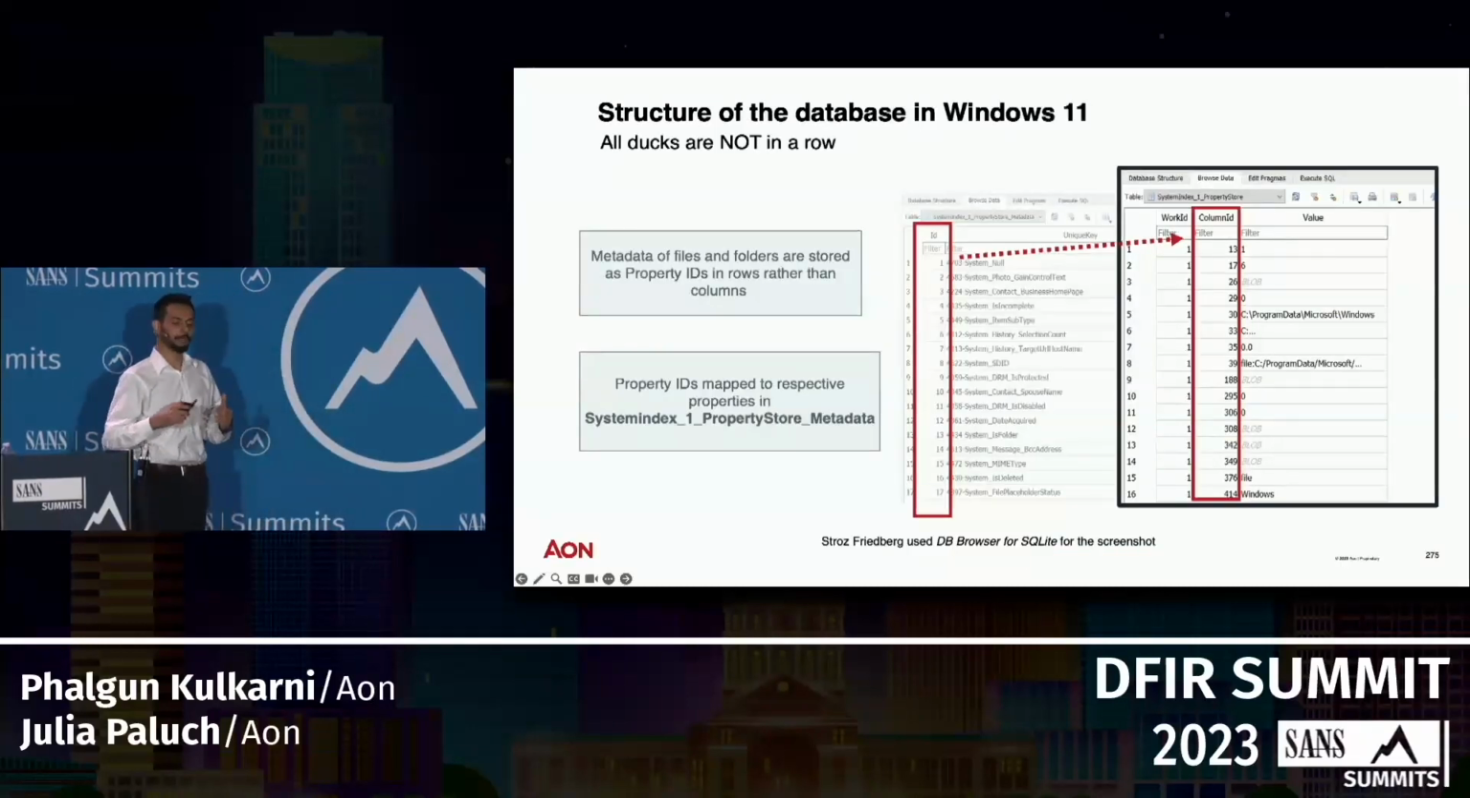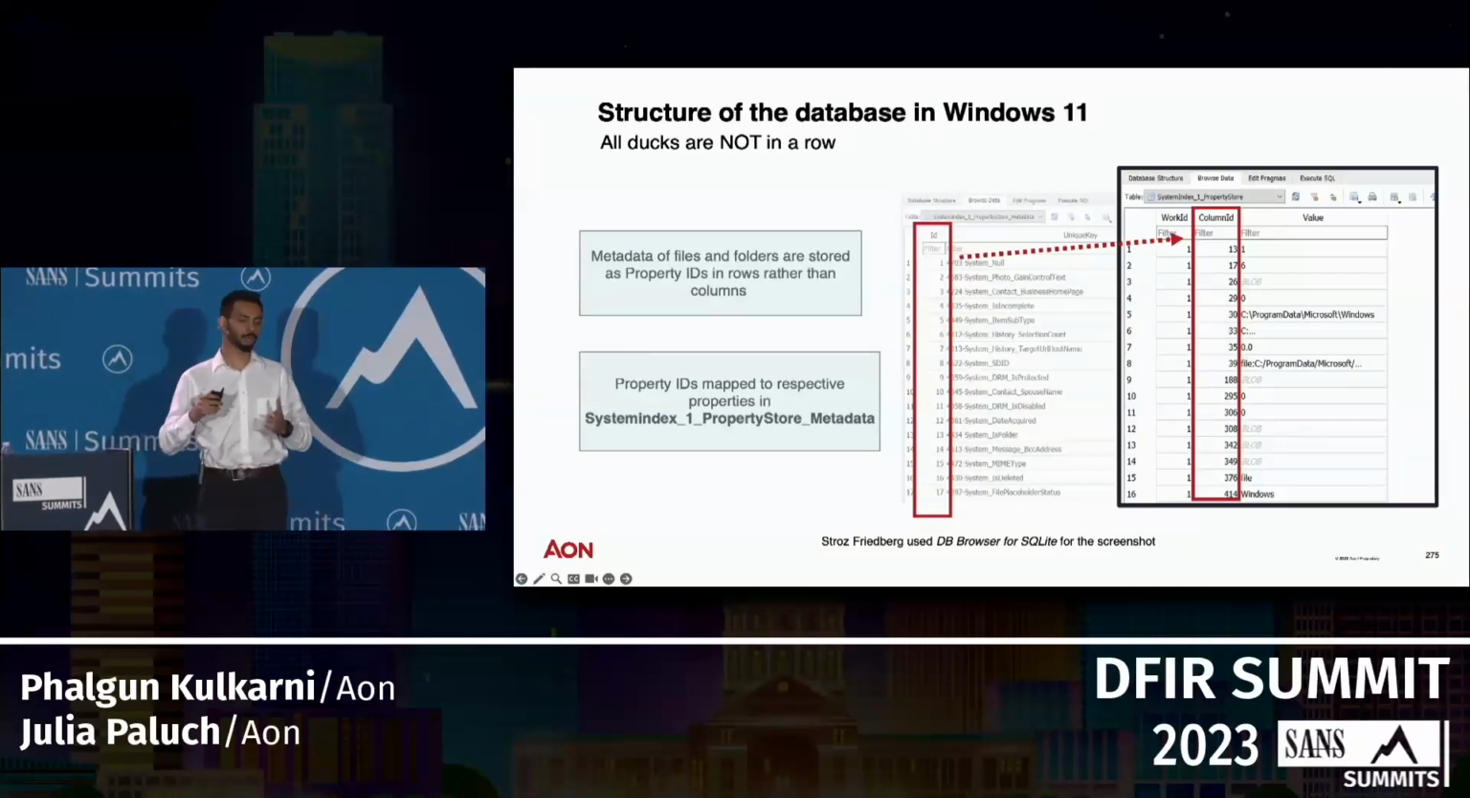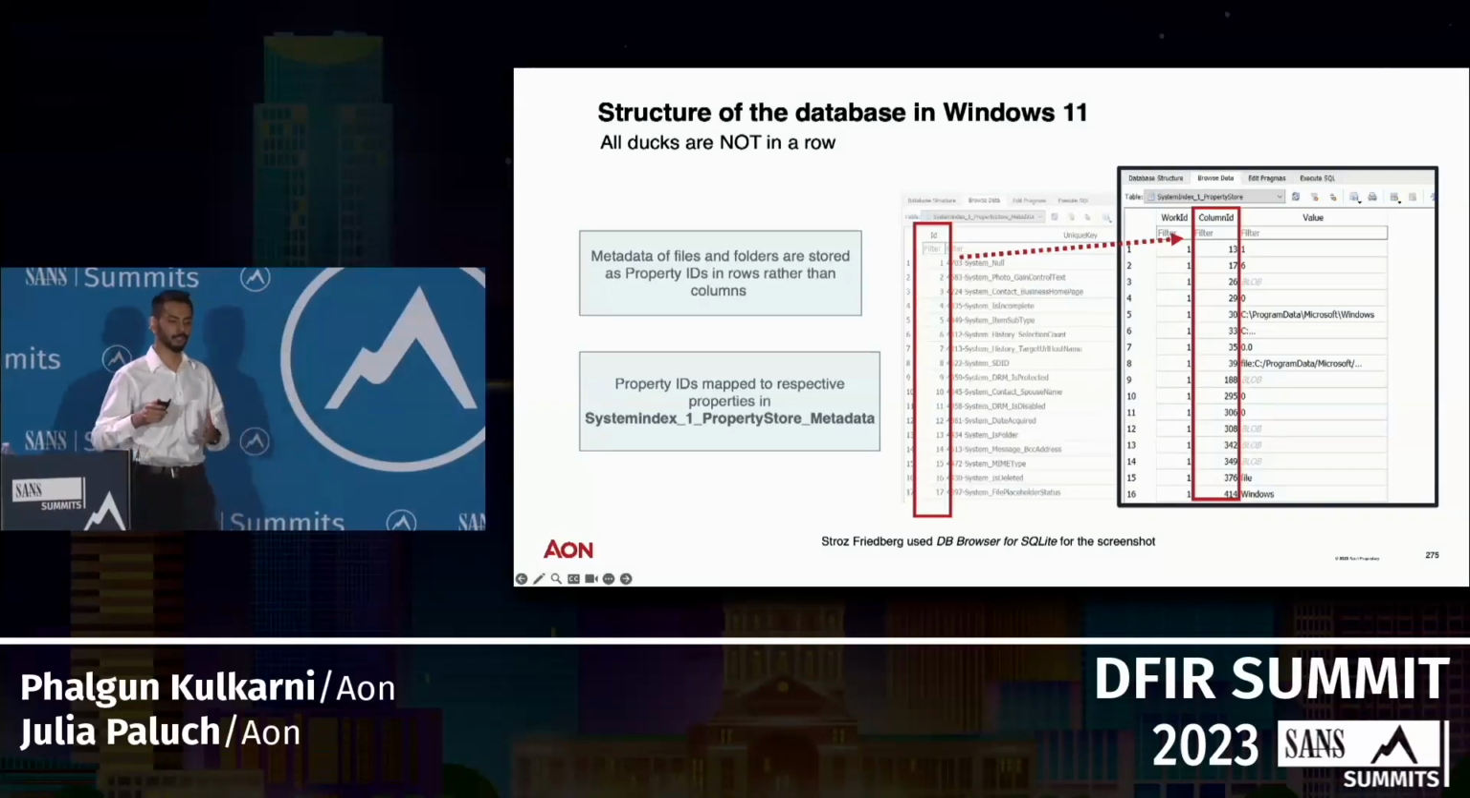We use DB Browser for SQLite to open the windows.db file. And as you can see, all the ducks are not in a row. Each record may have multiple rows of its own. And the property store table has 3 columns. Work ID represents each unique record, and column ID contains values which can be mapped to respective file properties in the property store metadata table.